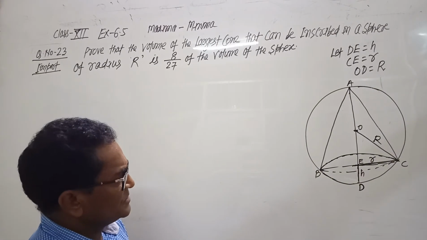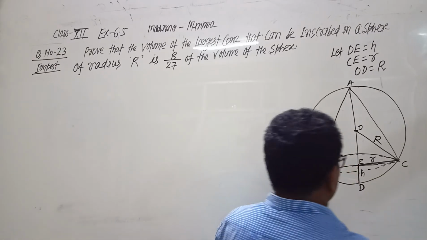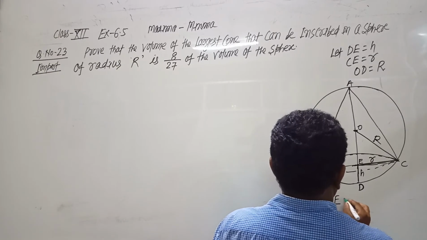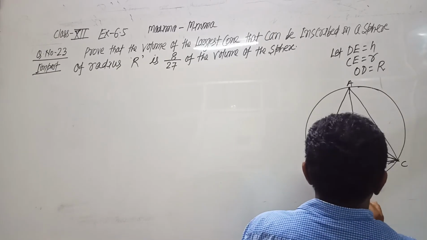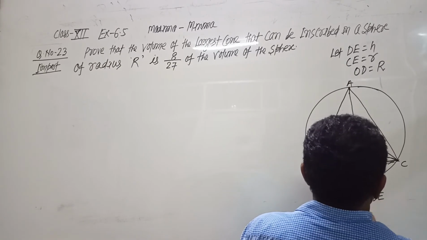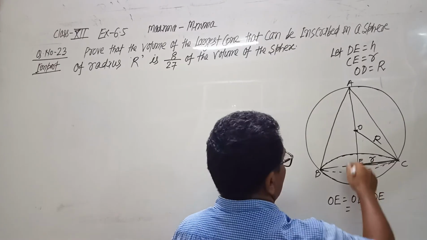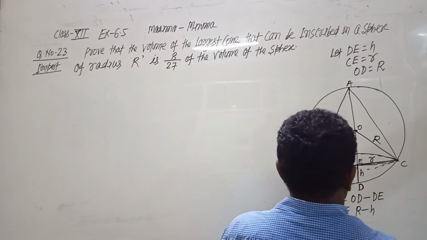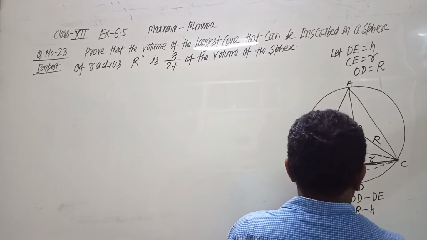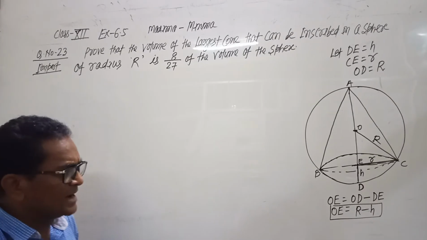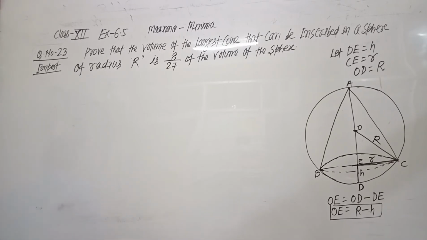So we find the value of OE. OE can be written as OD minus DE, and the value of OD is R, the radius, and DE we have supposed h. So OE comes to be R minus h.